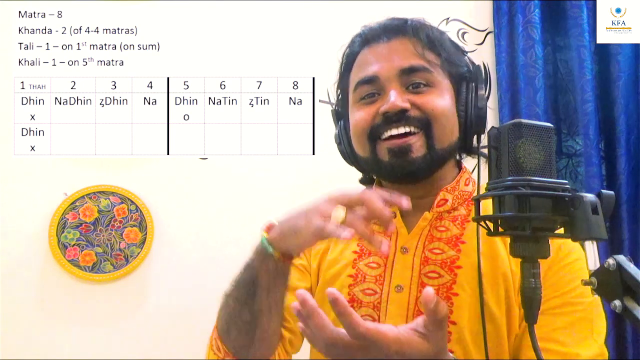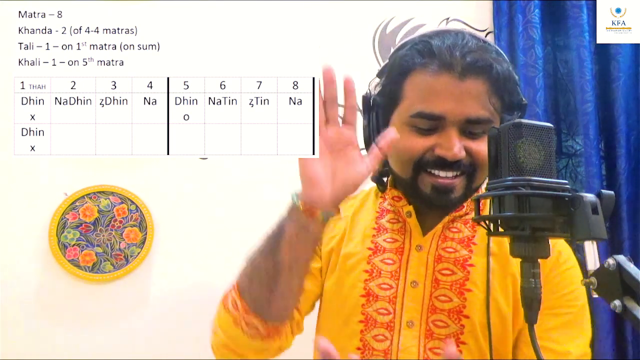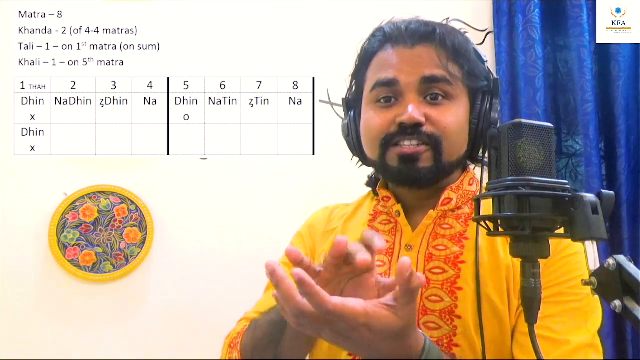dhinna dhin dhinna, dhinna tin dhinna, dhinna dhin dhinna, dhinna tin dhinna. 1 2 3 4 5 6 7 8. 1 2 3 4 5 6 7 8.